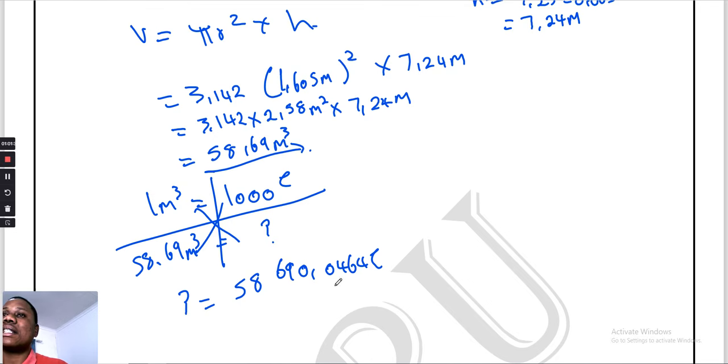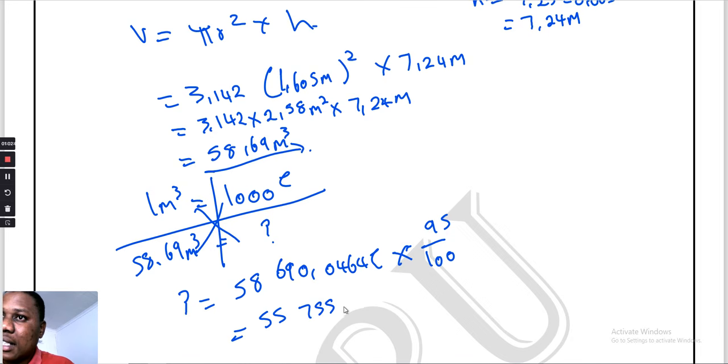But remember, according to the safety regulations, it needs to be filled up to 95%. This is the 100%. The tank can hold 58,690 liters. But now, because of the safety measures, the tank must no longer be 100%, but it must be 95%, and we multiply there by 95 over 100. That gives us 55,755.4 liters. That's how many liters the tank will have.